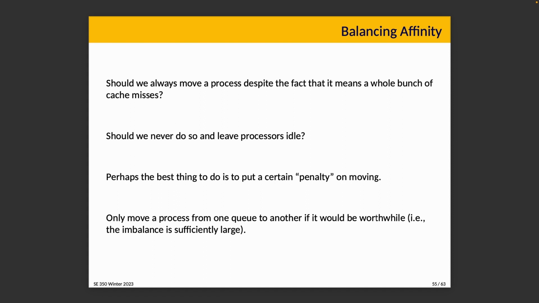And should we always move a process, despite the fact that it means cache misses? Should we never do so and leave processors idle? There's no obvious one-size-fits-all answer. Maybe in doing the calculation, we can put a penalty on moving and only make the move if we think that the benefit exceeds this penalty. But again, those penalties are guesses. It's not easy to know exactly what the penalty will be. So, yeah, it's an interesting question.